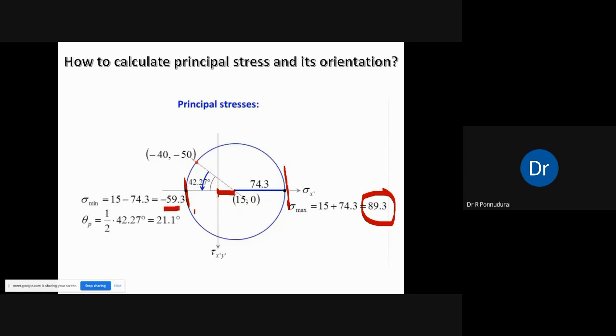So angle of plane. Here it is 42.27 degree, half of that will be in the element. So here theta is equal to 0 degree. The minimum principal plane will be 42.27 degree anticlockwise here. So half of that will be in the element.